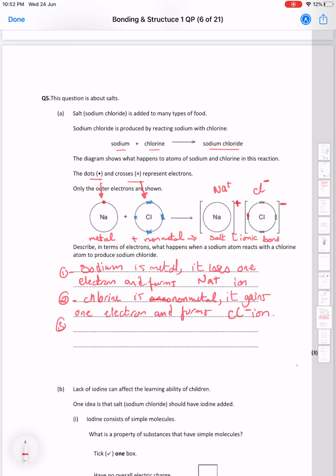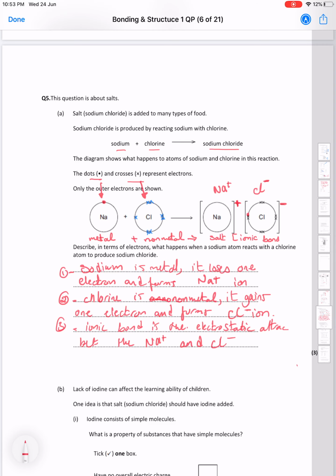Then the last piece of information I'm going to include is that the ionic bond is the electrostatic attraction between the sodium ion, which is the positive ion, and the negative ion. That's the last thing I'm going to mention.